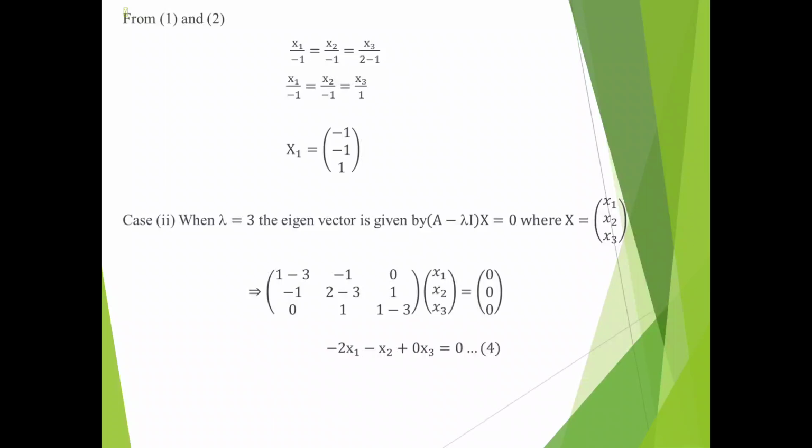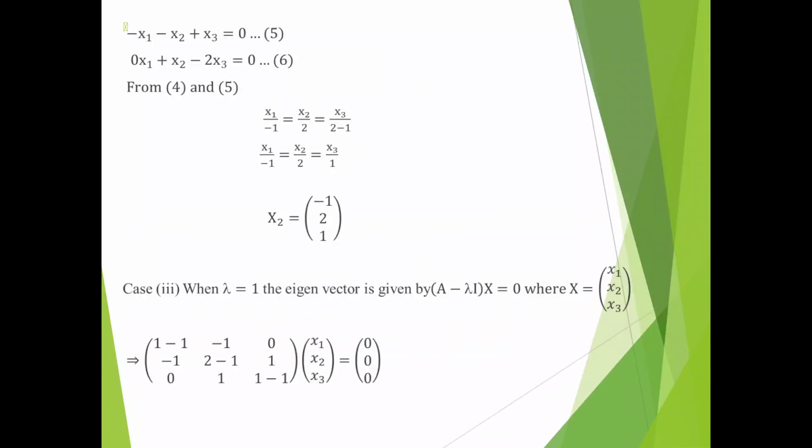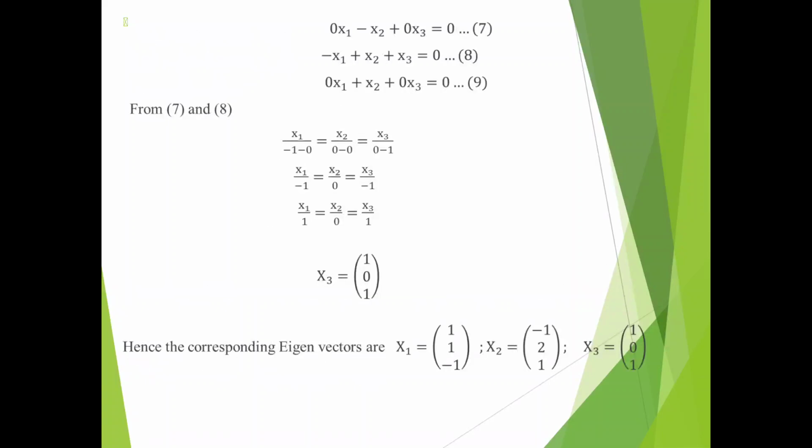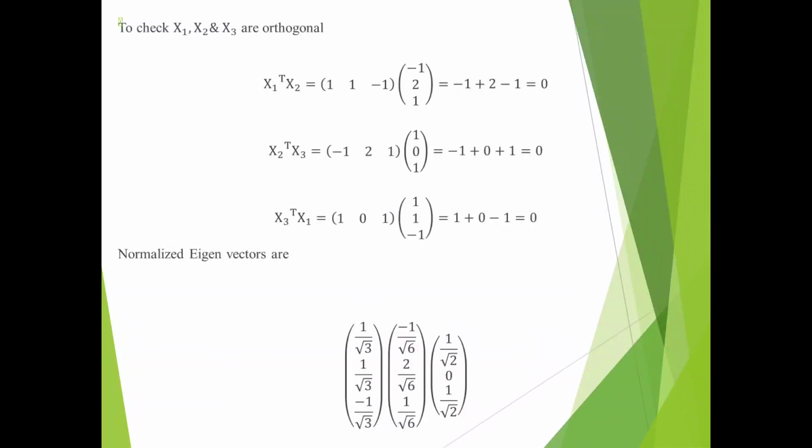In the same way we have to find the eigenvector for the eigenvalue lambda equal to 3. So here also we can get 3 different equations. When we solve the equations we can get the capital X2. After that find lambda equal to 1. For the lambda 1 we have to find the eigenvector. The eigenvector is capital X3. So finally we have to write the eigenvectors.